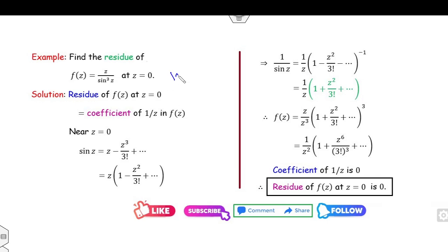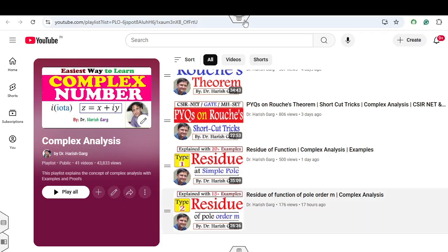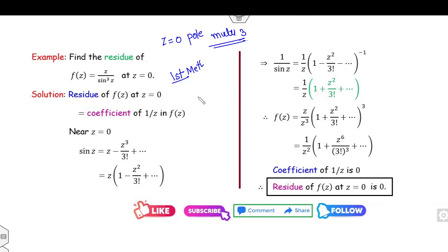This is the first method. Fine. The second method is you can solve the problem this way. You can see z equal to 0 is a pole with multiplicity 3. So since the multiplicity is 3, you can use the second type of the formula and find the residue by using the second derivative of the function f(z) times 1 over 2 factorial, limit z approaches 0. That's your choice.